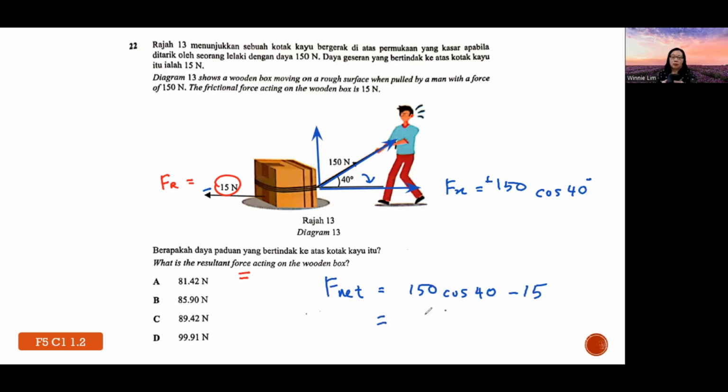So again, you press the calculator, 150 cos 40 minus, so you will get 114.91 minus 15. So you'll get 99.91.